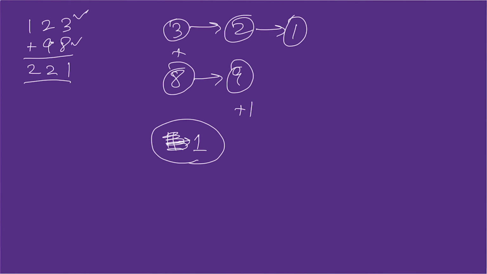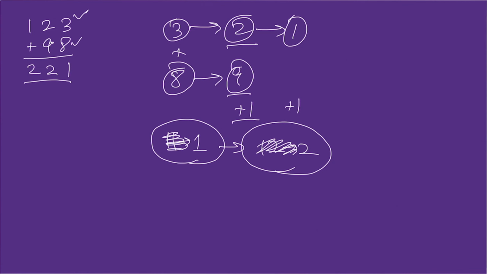Now when we add 9 and 2, it's 11. We add the carryover, which is 12. Now again, this is greater than 10. So we find the remainder when we divide it by 10. And we get 2 as the remainder. We store that in a new node and discard this 12. And then point 1 to 2. And because we had a carryover, we'll again have a plus 1 here.